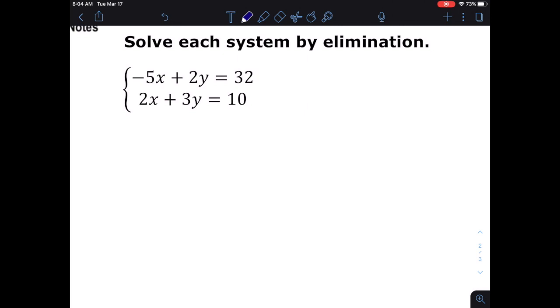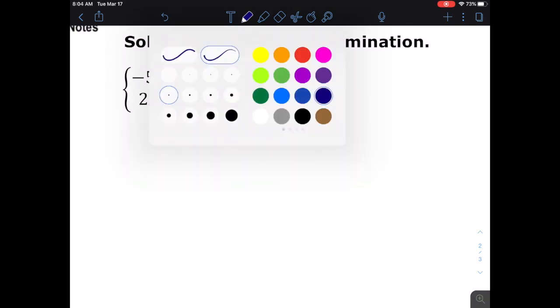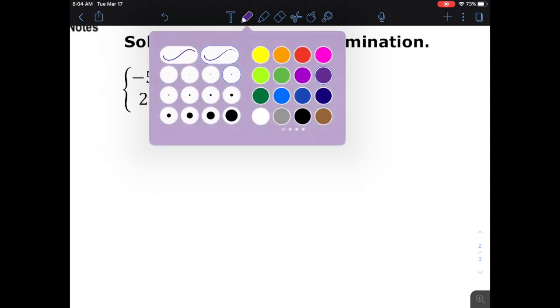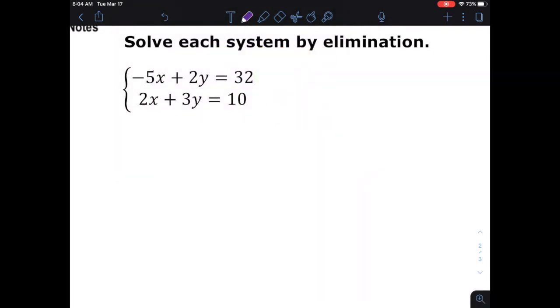And so when we're thinking of that, let's go to a different color here. I'm going to say let's get rid of y. So I look at 2y and 3y and I say, what is the smallest number that both of those numbers go into? And that would be 6. So I have to say, how do I need one of them to be 6y and one of them to be negative 6y, so they're opposites. So I'm going to multiply this top equation by 3 so that I get 6y.